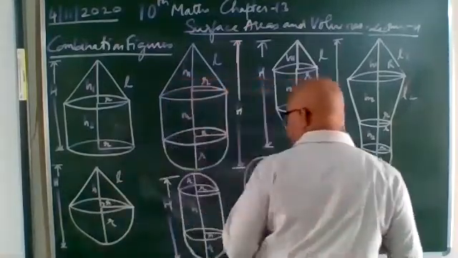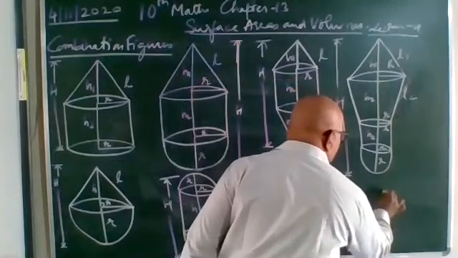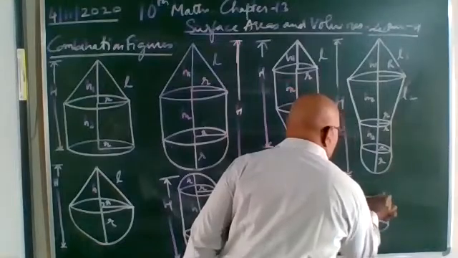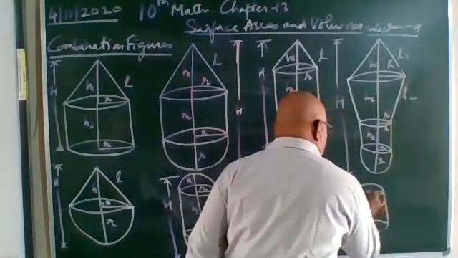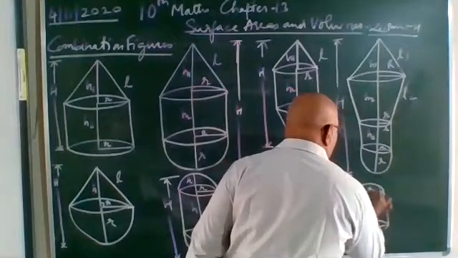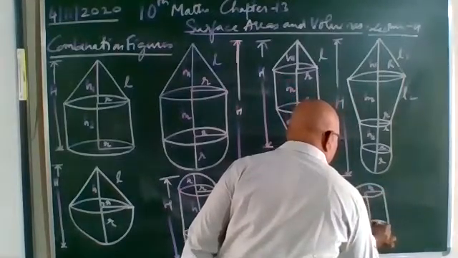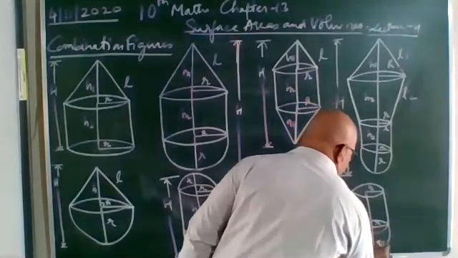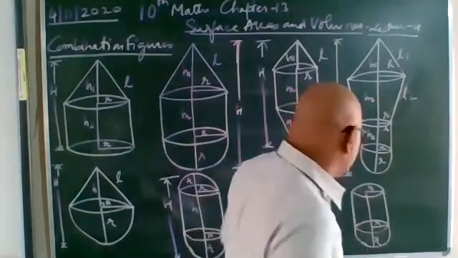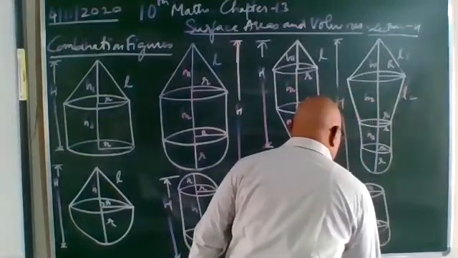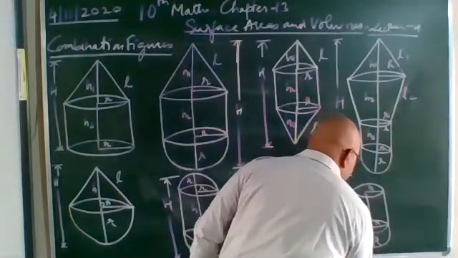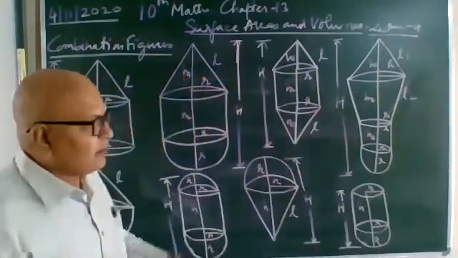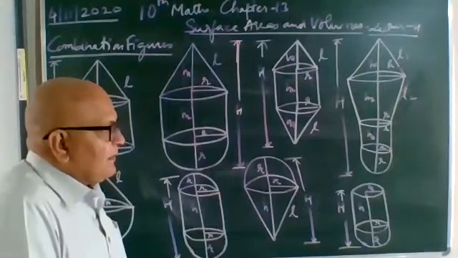Next, the vessel. This is the vessel. Only one end is there. This is H. So you will say this is capital H. So you will find this type of figures, and the questions are there.